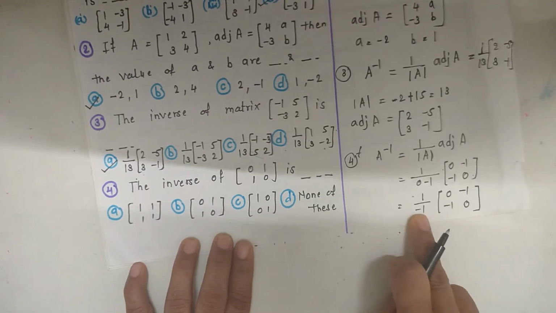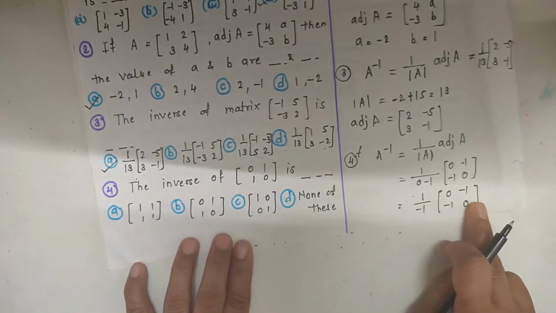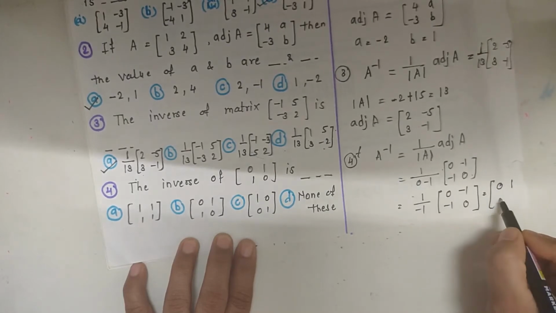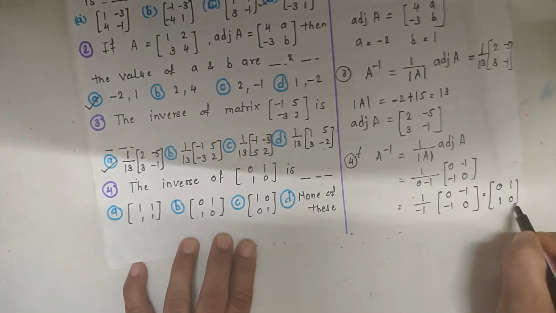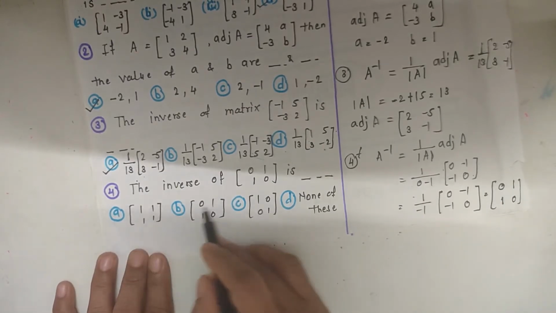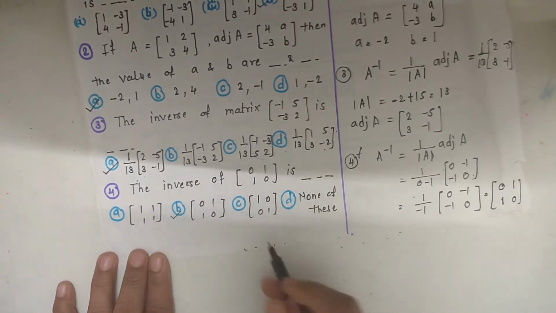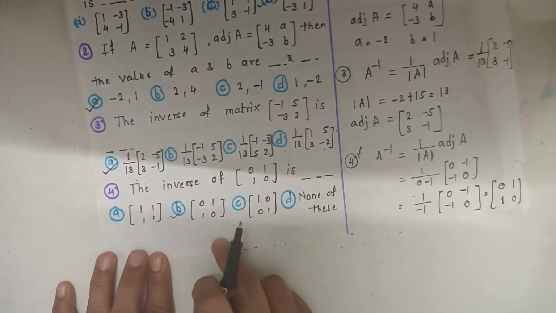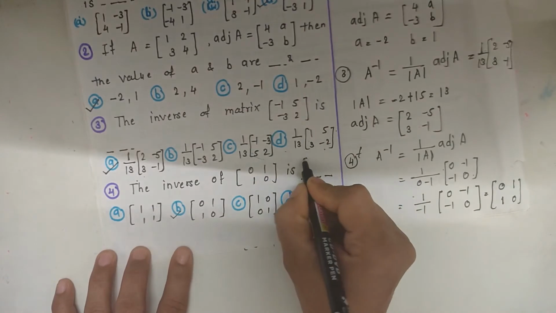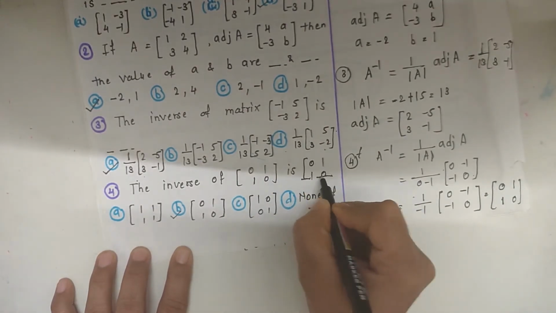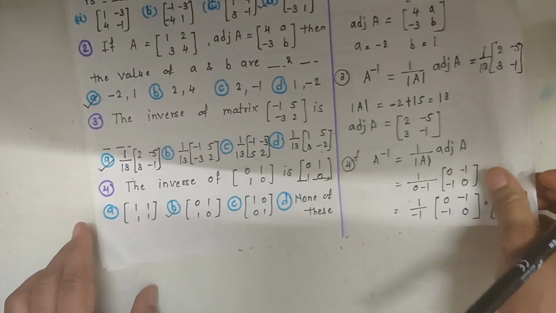So multiplying this minus 1 to every element in this matrix, then we get the elements 0, 1, 1, 0, and this answer lies in the second option. So option B, 0 1 1 0, is the correct option. So here the inverse of this matrix is 0 1 1 0.